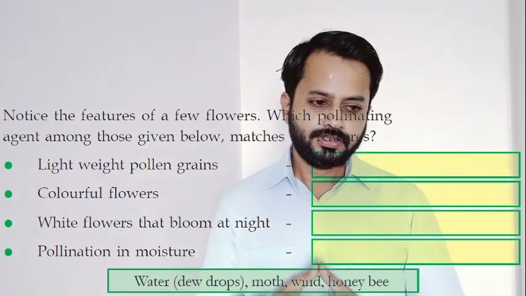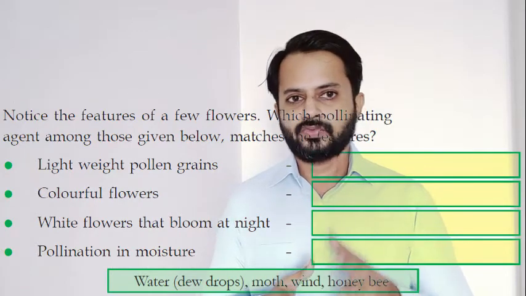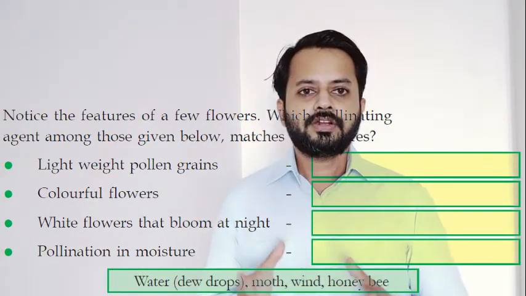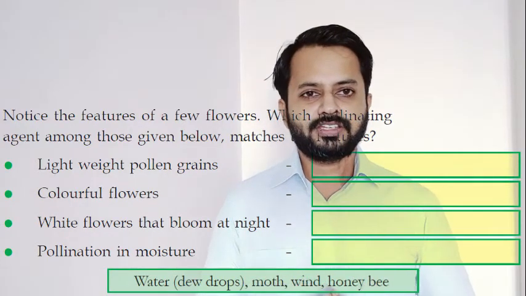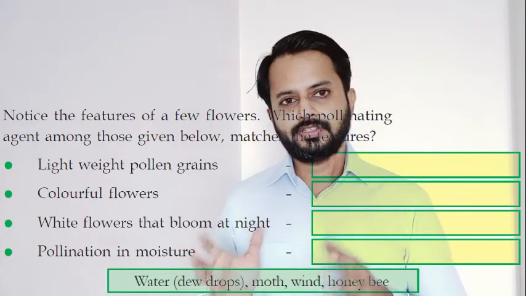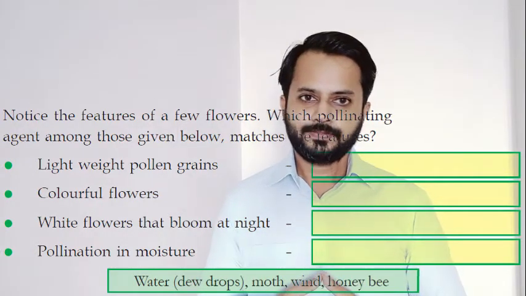Some flowers may have lightweight pollen grains. When there is strong wind, these pollen grains will spread in the air. There are some features of pollen grains given in your textbook, and you can see some features of the flowers tabulated. You have to find the pollinating agent according to the feature given here. So complete this table. This is the follow-up activity for today.